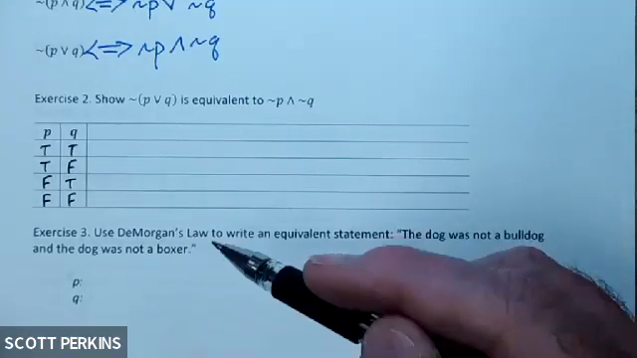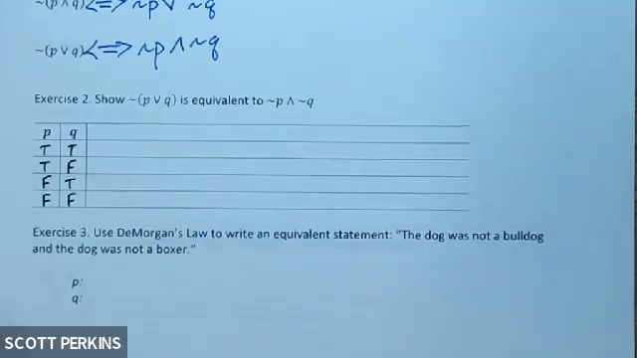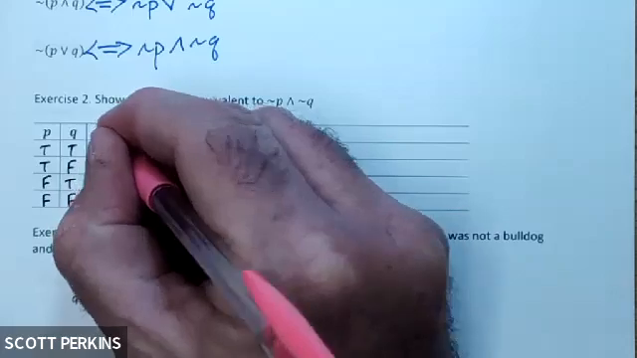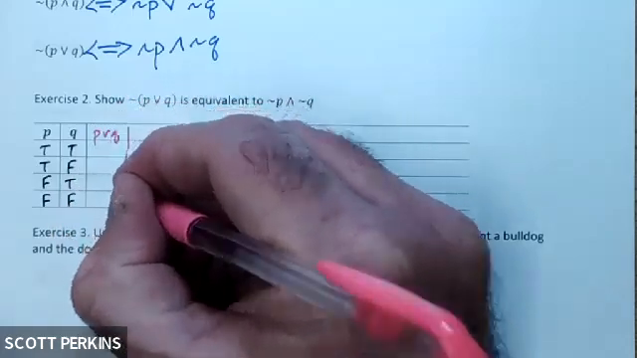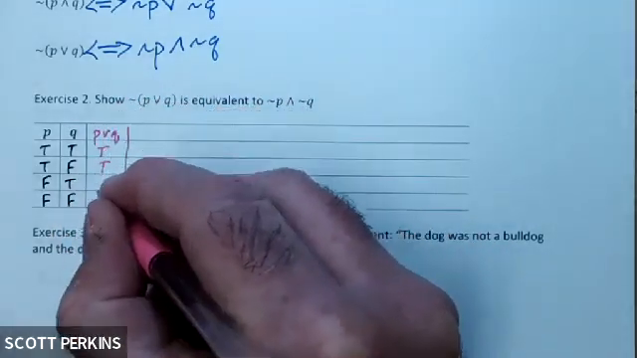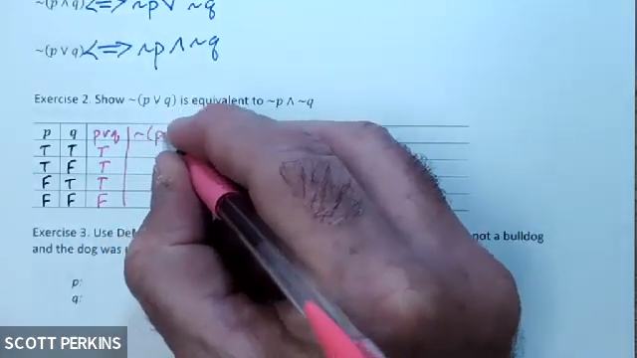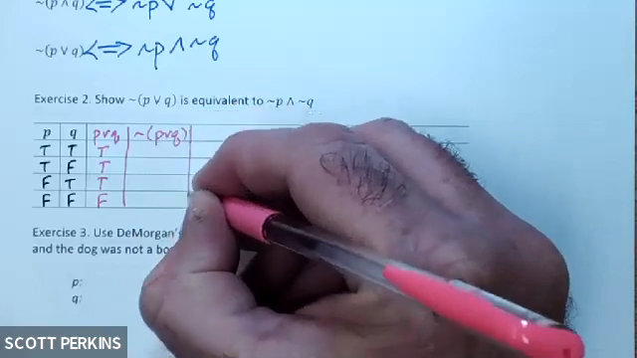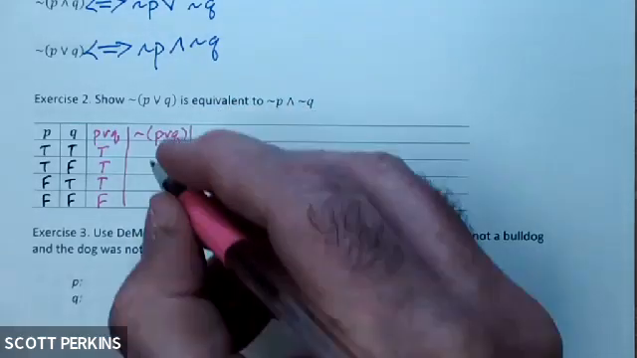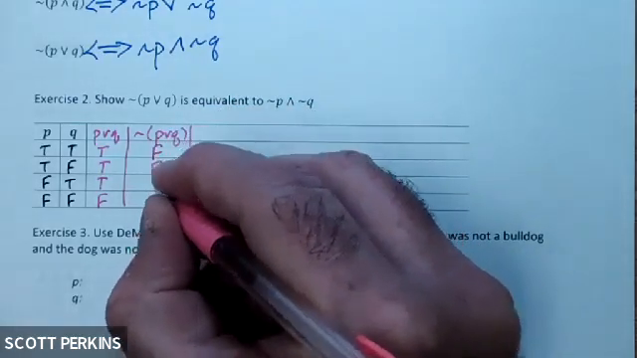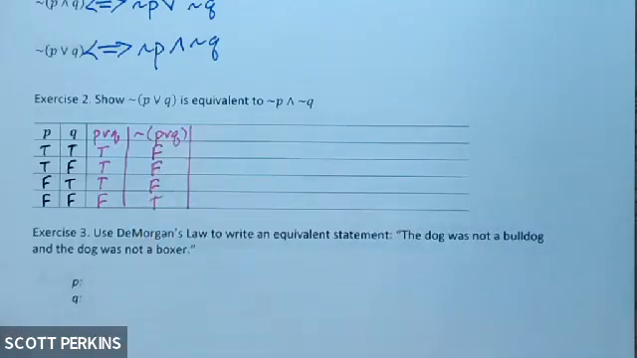All right, so just getting started with this. For the first one, I've got P or Q. The or statement is true when either one of them is true. And then I'm going to put the squiggly in front of that, so I'm going to change the truth value. So it's going to be 3 F's and the last one is a T. So that is the left-hand statement.